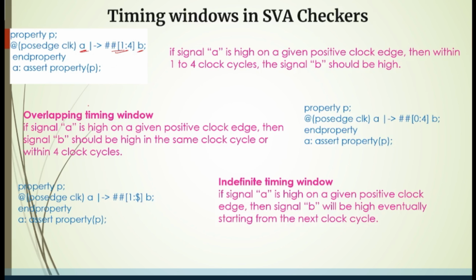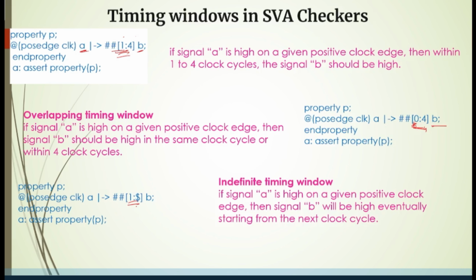Here everything is the same, mostly the time delays, but if you see, this is the range. That means within 1 to 4 B should be high. And here, A is high, then B is high in the same clock cycle or within 4 clock cycles, because here I have mentioned it as 0 to 4, so it is either within that clock cycle or from 1 to 4, within any of the 4 clock cycles the B will be high.